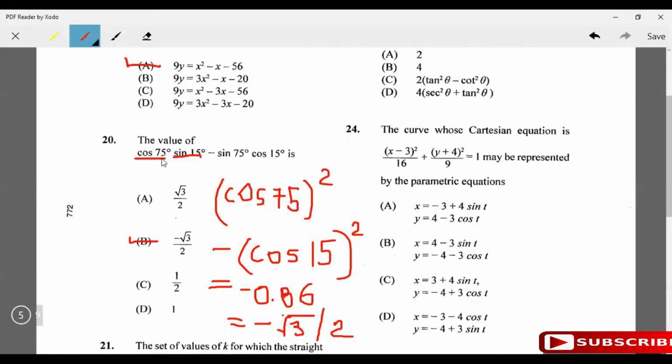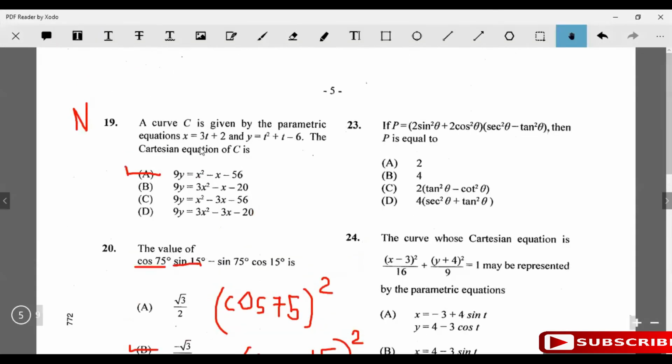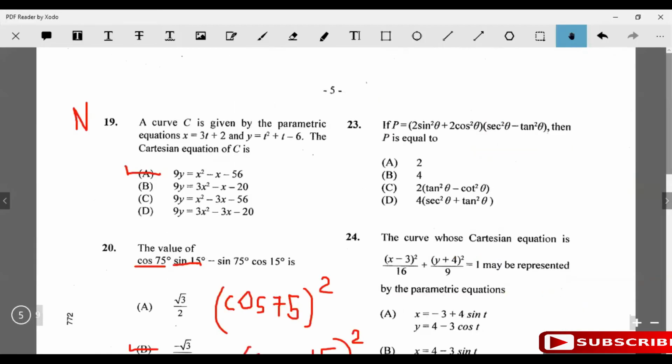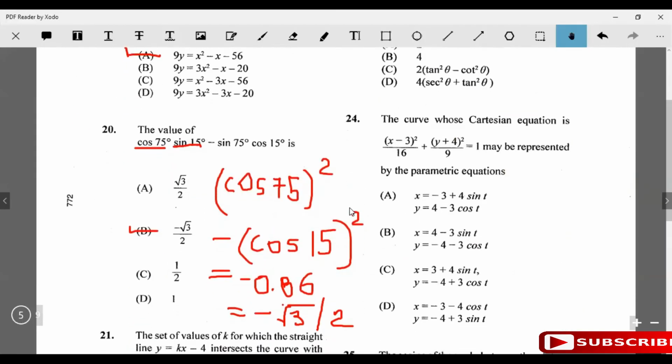So as we said, cosine 75 is the same as sine 15. How do we know that? It's from this principle that we just found out. The cosine of 90 minus p is the sine of p. So the cosine of 90 minus 15 is the sine of 15, and the cosine of 90 minus 75 is the sine of 75. So we could have used that principle to help us solve this question to get option B.